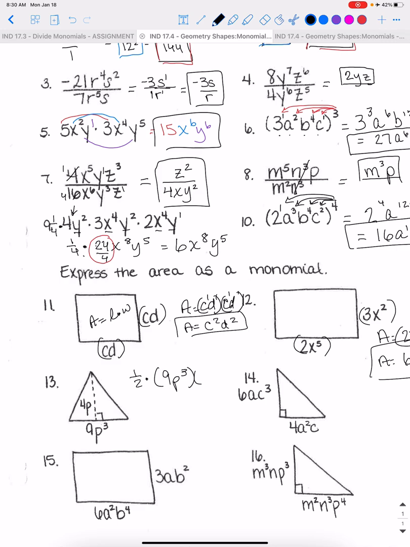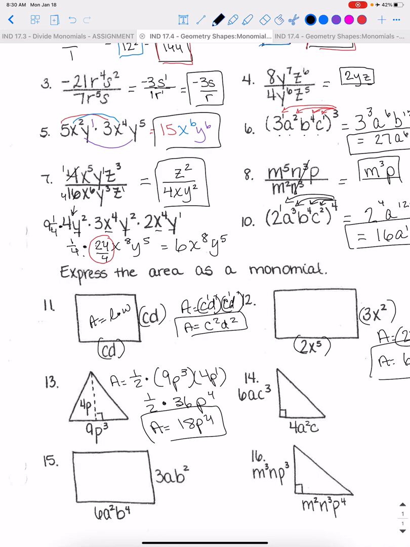Okay. 1/2 times base, which is 9p3, times height, which is 4p. Again, I'm going to ignore that 1/2 right now. And 9 times 4 is 36. P3 times P1 is P4. And again, is 36 divisible by 2? It is, so you can reduce this to 18 P to the 4.